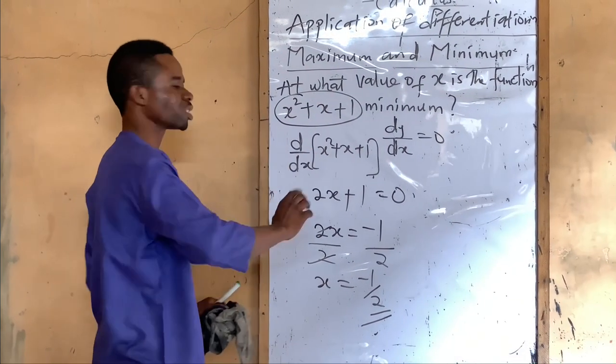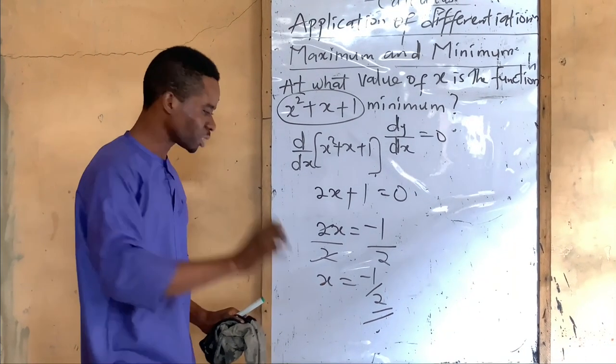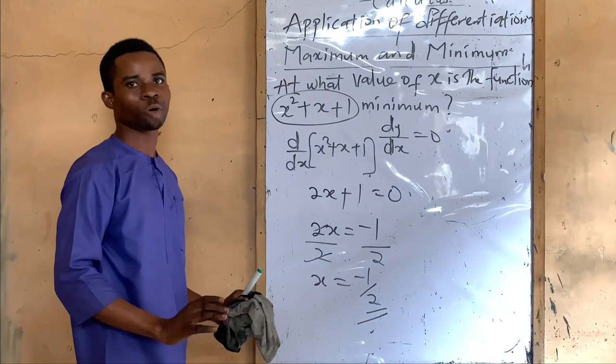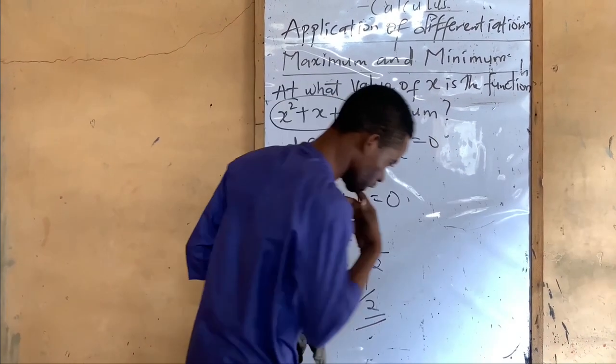Just differentiate it and equate it to 0. And I got one value for x. That means at this value of x, it is minimum. I don't need to go and be checking under the second derivative. Now let's continue and see what I'm talking about.